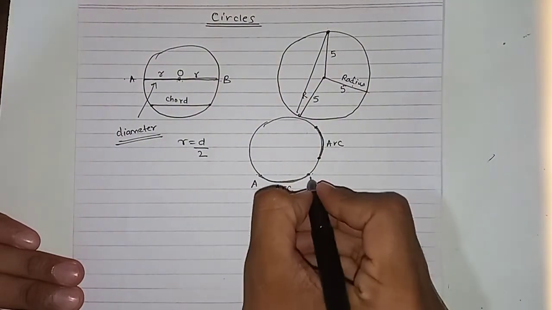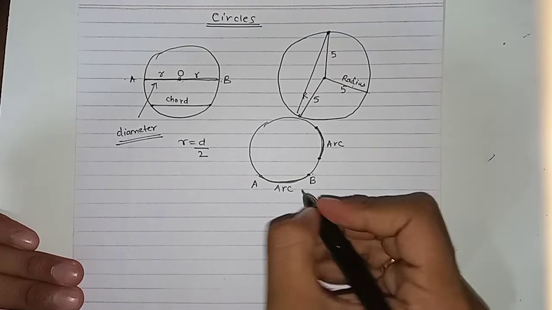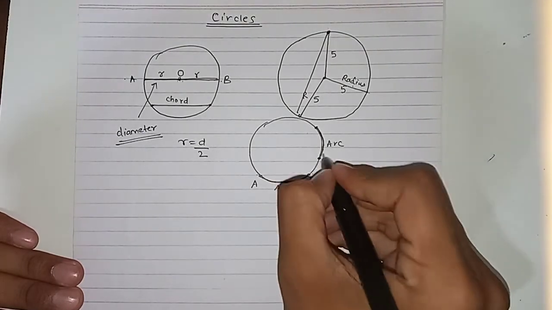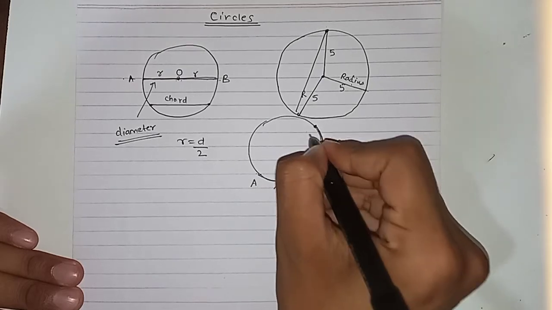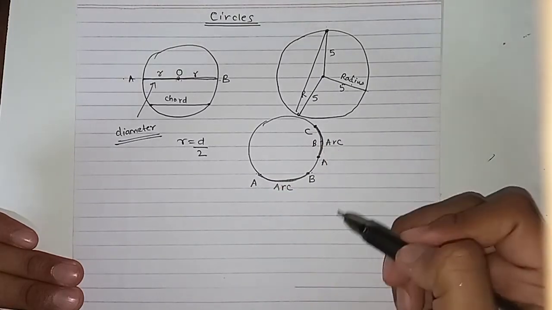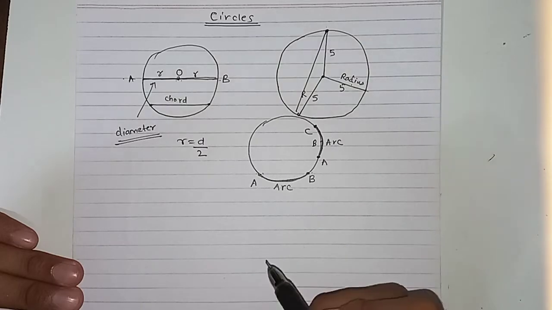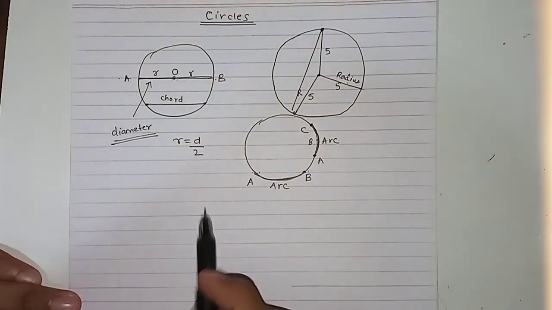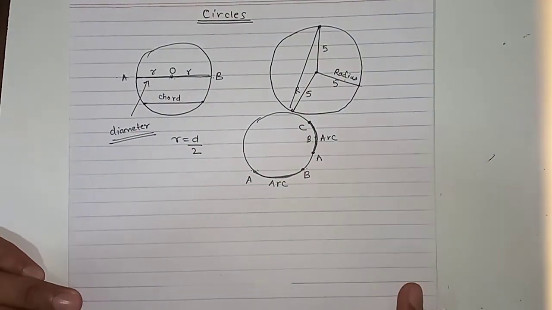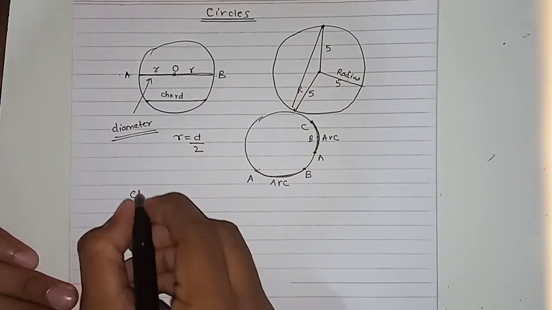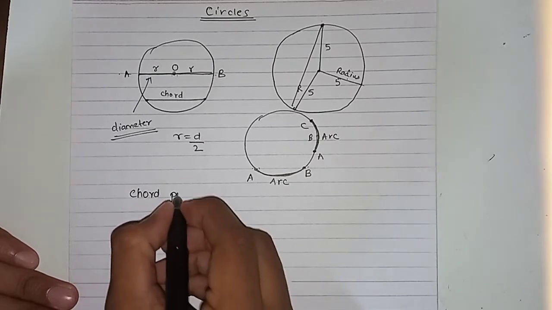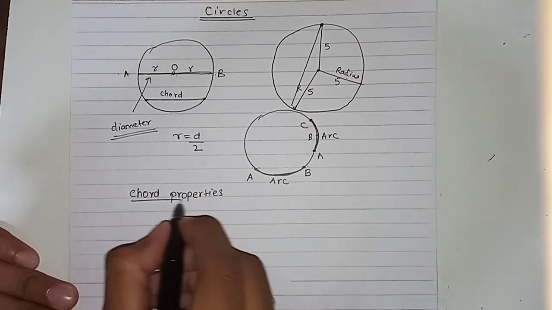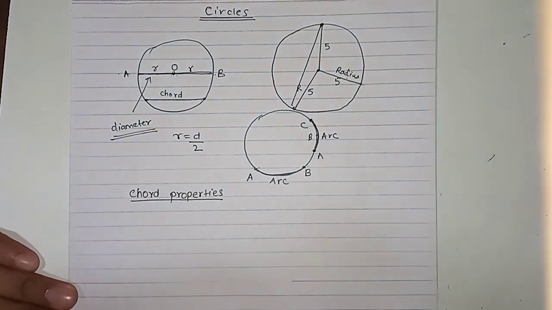I can name it arc AB, or there can be 3 alphabets also to name an arc. For example, A, this is B, this is C. You can also name it arc ABC, or you can name it arc AB. Okay, these were the basics about circles. Now let's understand some chord properties, which will help us in solving the first exercise of the chapter.